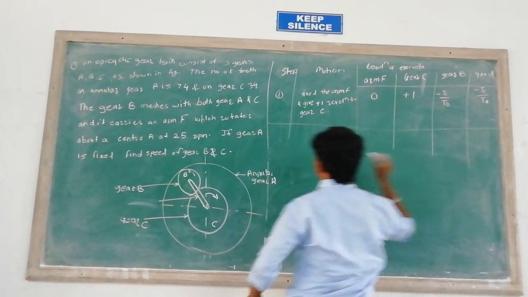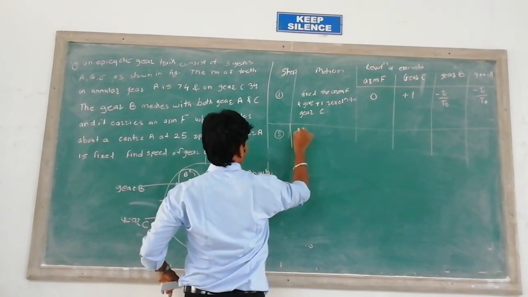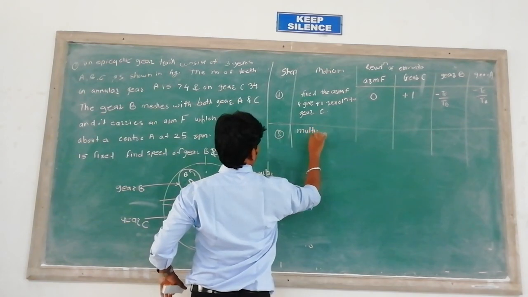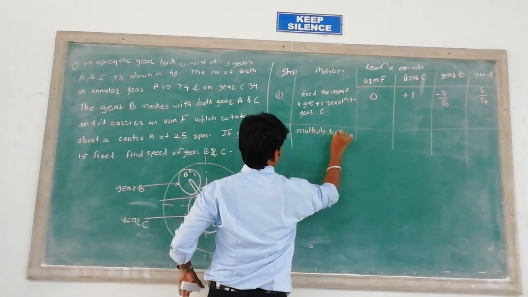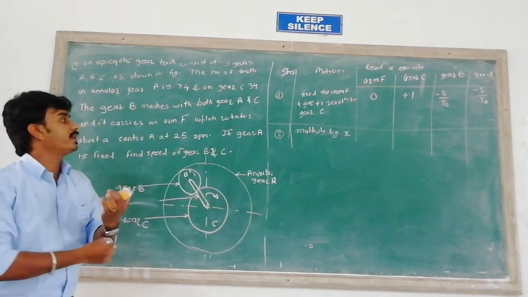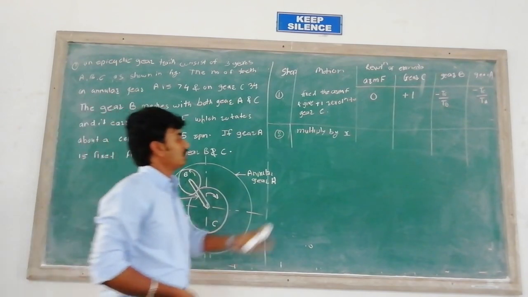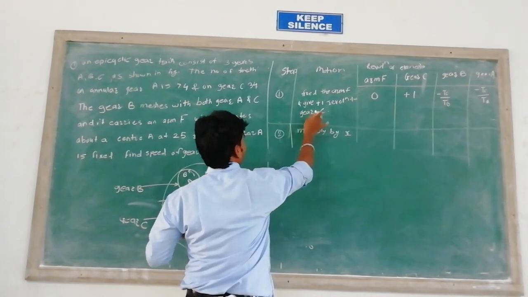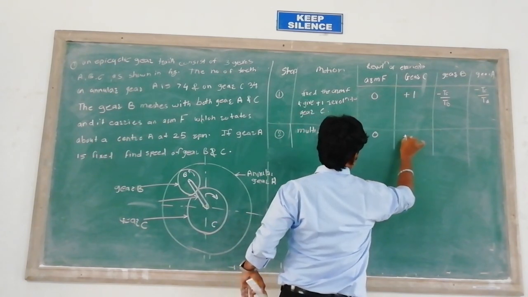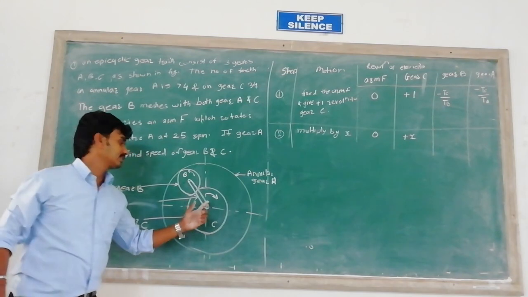This is the first step. Second step is multiply by x. Multiply by x means what? Multiply by x means we are giving plus x revolution to the gear C. Generally, here we mark the gear arm F is a fix, therefore this is equal to 0, this is equal to plus x. We are giving the plus x revolution to gear C.